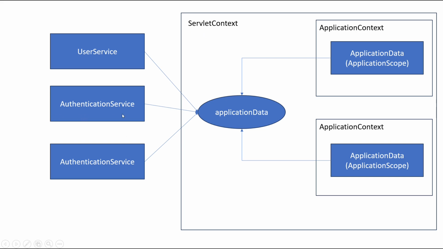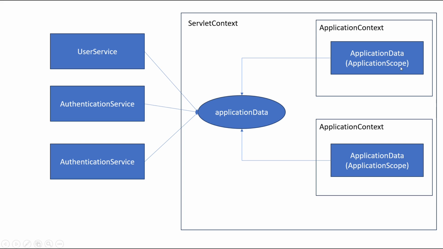So what will happen next? Authentication service is there. Let's say it is asking for the same application data from the other application context. So this application context won't create the application data again. What it will do is return the application data from the servlet context itself. That means it will read the application data from the servlet context, and inject the same into the authentication service. So here multiple components can access the same object, which is at the application level.